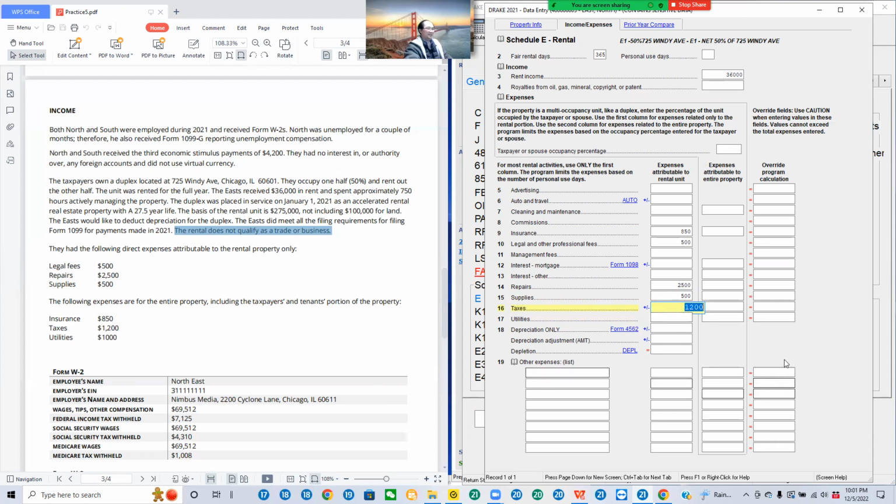So utility. So let me put in a more realistic number in here. So utility depends. If the tenant pays for it by themselves, you cannot deduct it because you don't pay for it. But if the owner pays for it, which in this situation, if the owner pays for this.